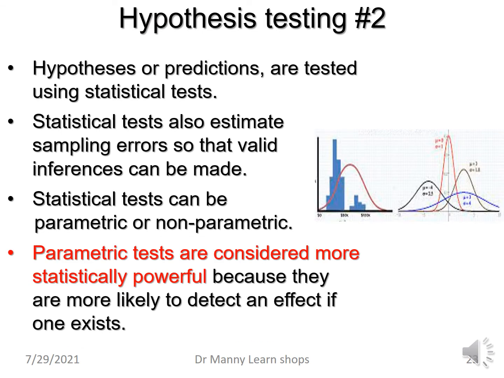When we look at hypothesis testing again, hypotheses or predictions are tested using statistical tests. Statistical tests also estimate sampling errors so that valid inferences can be made. Statistical tests can be parametric or non-parametric. Parametric tests are considered more statistically powerful because they are more likely to detect an effect if one exists. We'll be discussing parametric and non-parametric tests in other sections as well.